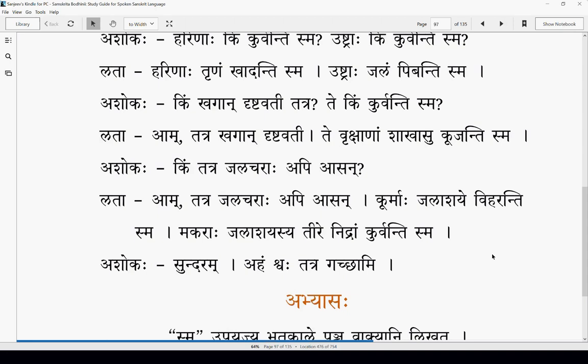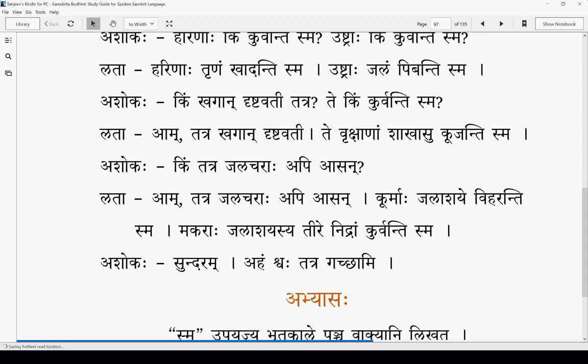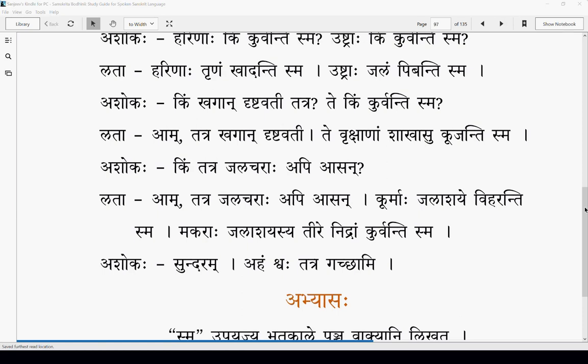Kim tatra jalacharaha. Jalacharaha. Now, first we saw praninaha, which means animals. Pashavaha, pashu was the word used for the animals. And then the next word we have here is khaga. Khagaha means the bird. Khagan drishtavati. Now we have jalacharaha.